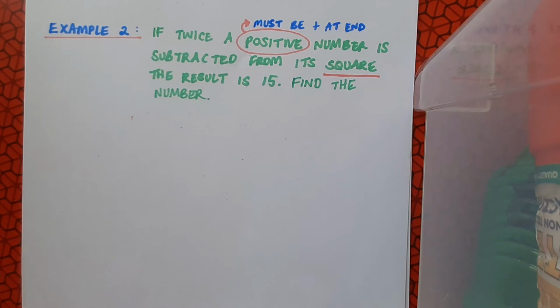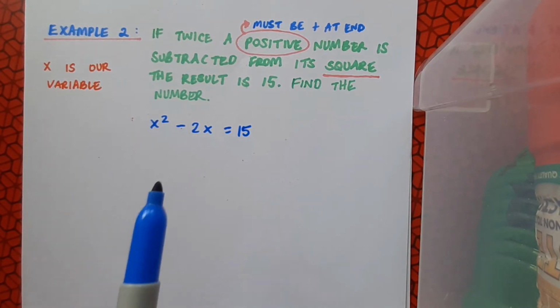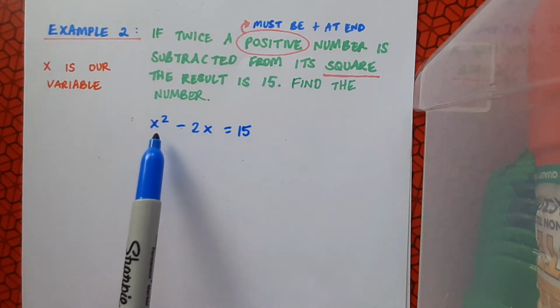Okay, so we're told to take twice the positive number from its square. So we're going to call that number x. We tend to use x a lot as the variable. You could legitimately take any other letter that you wanted, but we'll just use x because that's the one that gets used the most commonly. Okay, so our equation will look like this. X squared minus 2x equals 15. So I'm subtracting twice a positive number from its square.